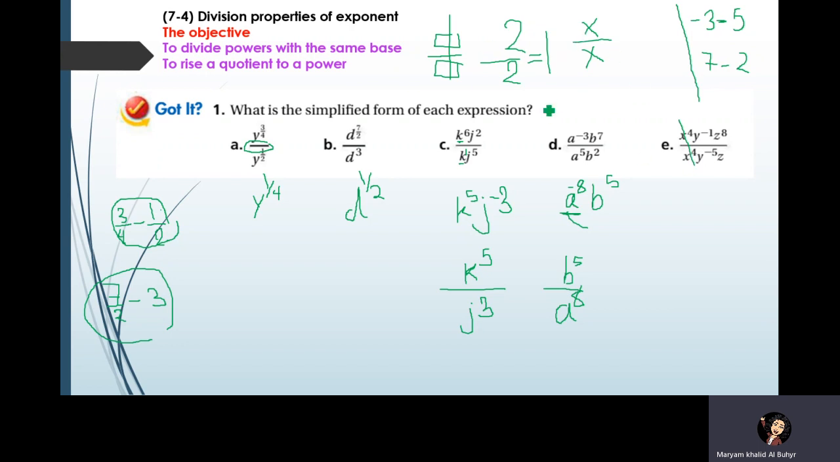So if you depend on this idea, this is okay. If you depend on just saying, Miss, x to the power 4 minus x to the power 4, it's x to the power 0. X to the power 0, you learned in the first lesson, it's a 1. So directly, that's the 1. I'm not writing anything, it's a 1.